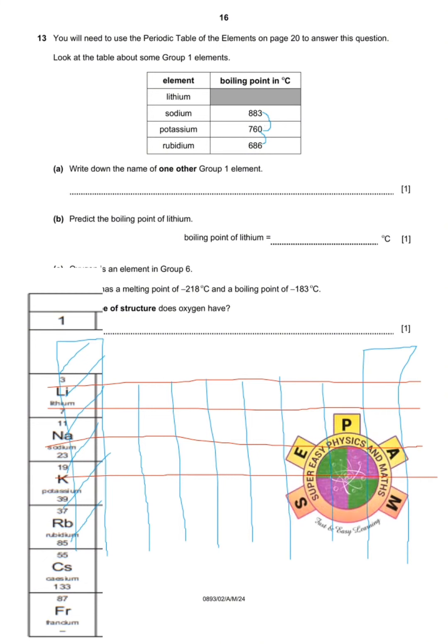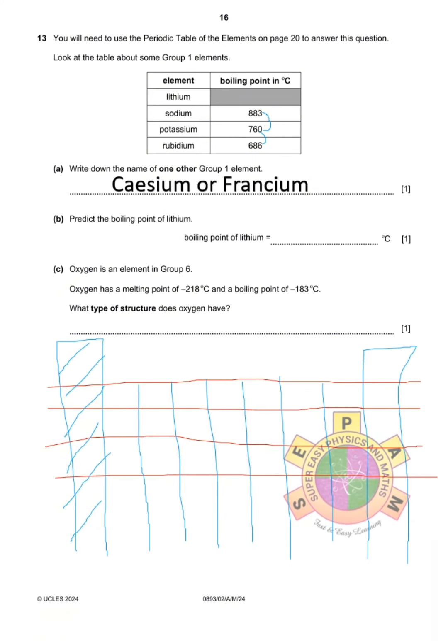So name one other element. The ones that are not here are these two, atomic numbers 55 and 87, caesium and francium. So any one of them can be the answer. So that is the answer. It's a direct question.